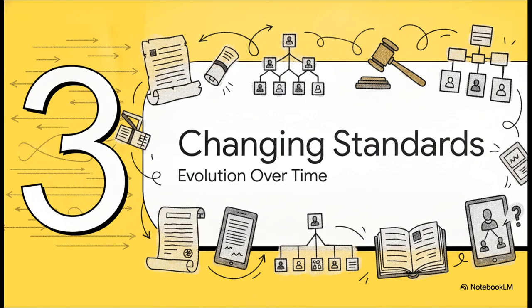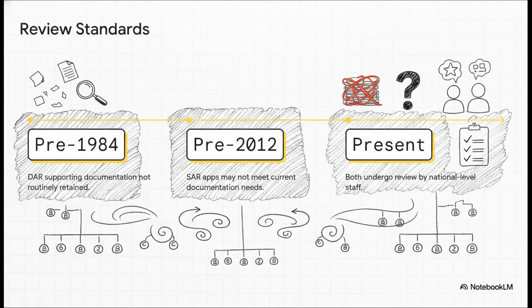Which brings us to Section 3, changing standards over time. Now, this is absolutely crucial. We have to understand the historical context of when these applications were actually approved, because, let's face it, the rules of genealogy have changed a lot over the years. Neither the DAR nor the SAR produced these records under a single unchanging set of standards. For instance, if you pull a DAR application from before 1984, you need to know that supporting documentation was not routinely retained back then, so you have to use extra caution. Similarly, the SAR acknowledges that many applications approved before 2012 might not satisfy today's much stricter documentation requirements.